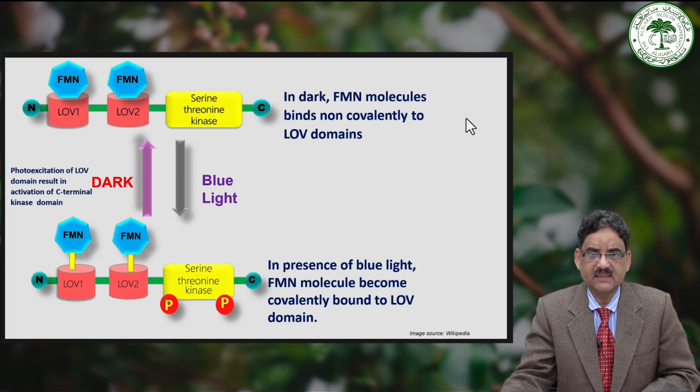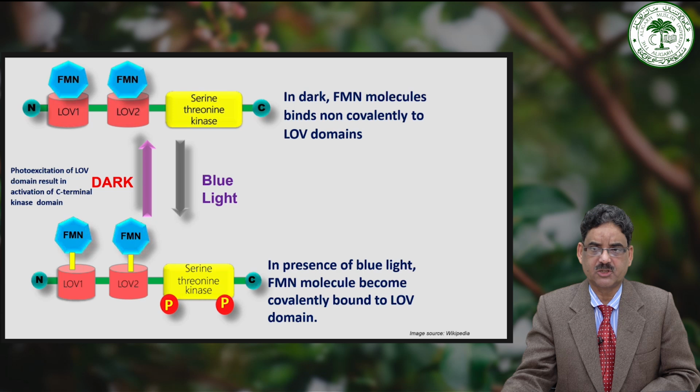Phototropins comprise two light sensing domains, that is light oxygen voltage domains labeled LOV1 and LOV2. Each LOV domain binds to a chromophore, flavin mononucleotide. In the absence of blue light, one FMN molecule is non-covalently associated with each LOV domain in the dark state.